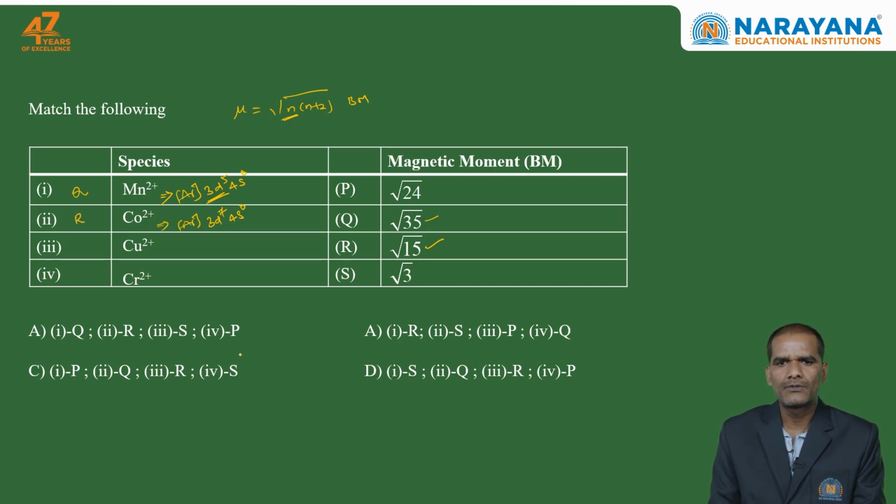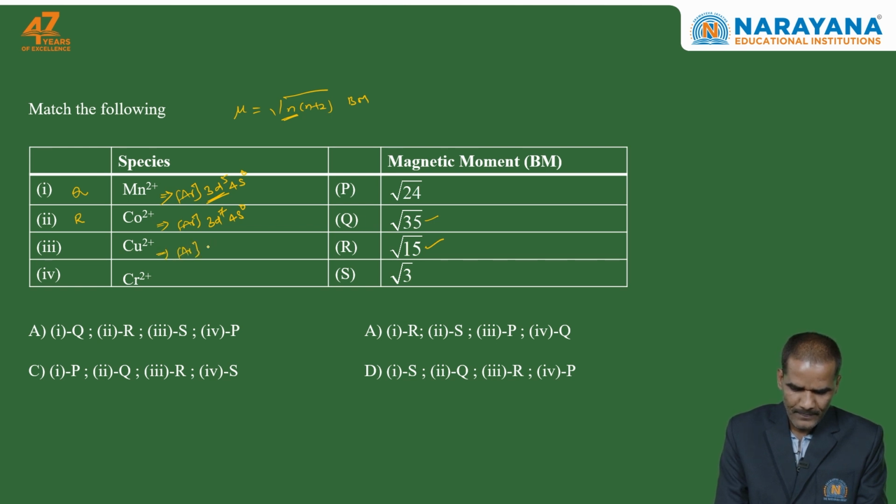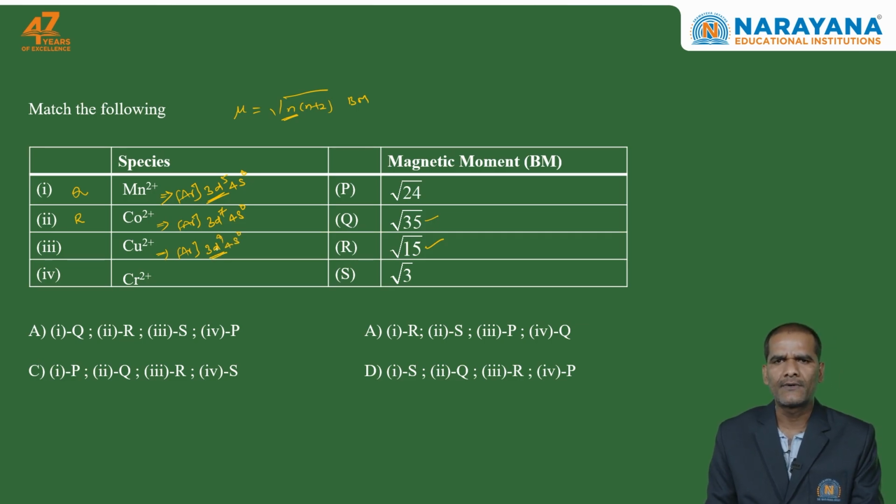Similarly copper 2 plus. The electronic configuration of copper 2 plus is argon 3d9 4s0. The 3d9 configuration means it has 1 unpaired electron. So in place of n, if we put 1, we get root 3. So the third one is S.